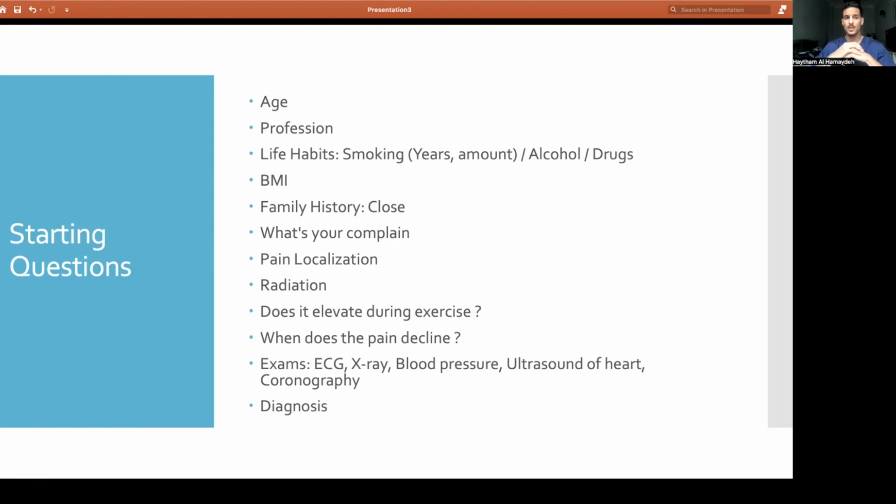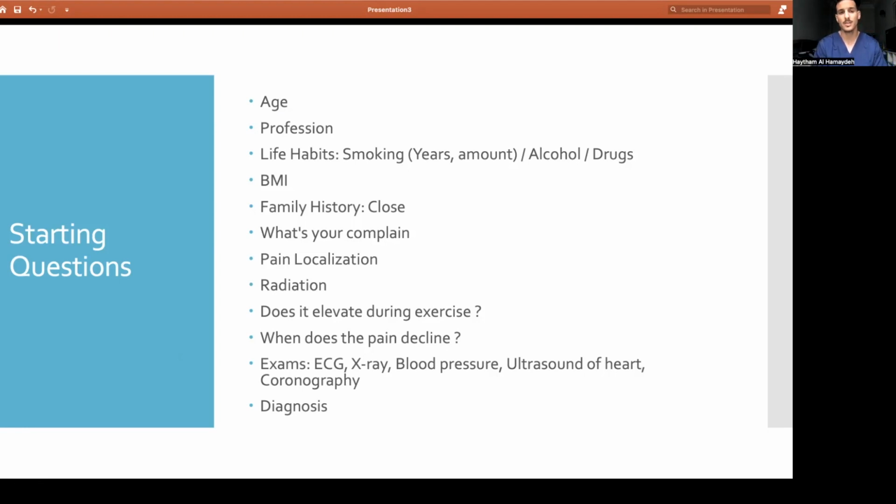The family history, here we focus on the close relatives of the patient, starting from the parents, going to the siblings, and then we dive into the real problems of the patient. And so here we ask, what is your complaint? And so the patient will start speaking about their problems and what they face, and they may start talking about the pain.